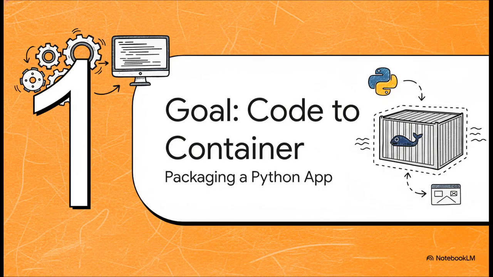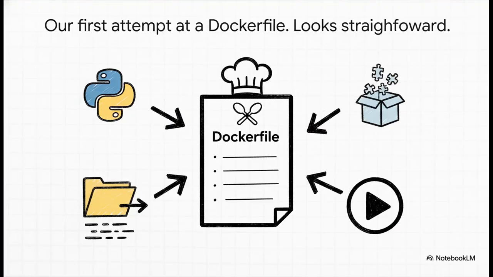So, what are we trying to do here? Well, the goal is pretty straightforward. We've got a simple Python web app that works just fine on our local machine, and we want to package it up into a nice, portable, reliable Docker container that we can run literally anywhere. And here it is, our first crack at a Dockerfile. I mean, it looks pretty straightforward, right?